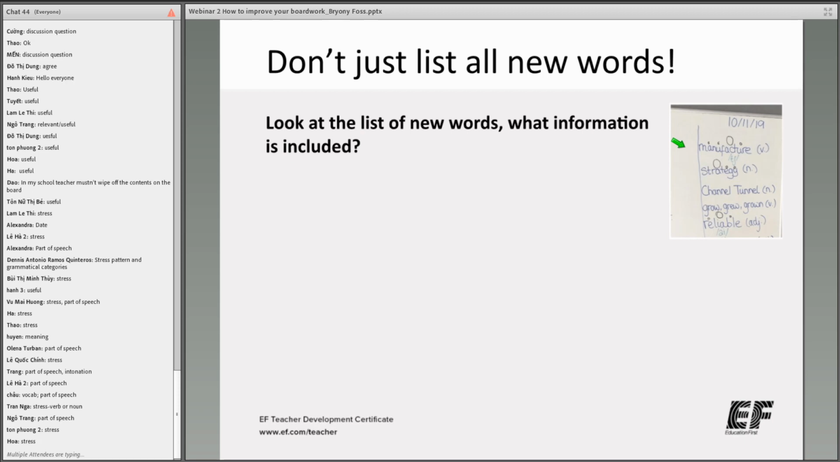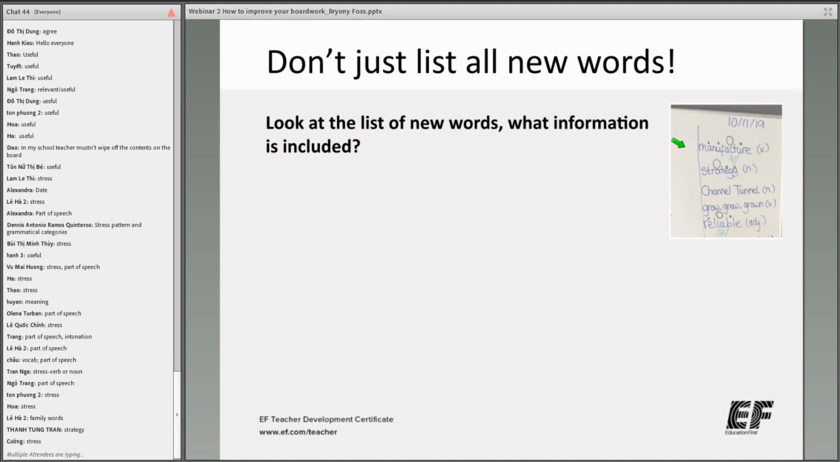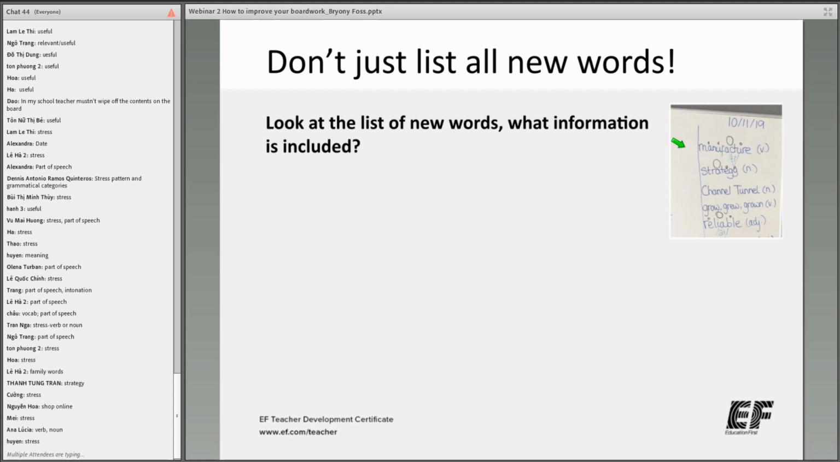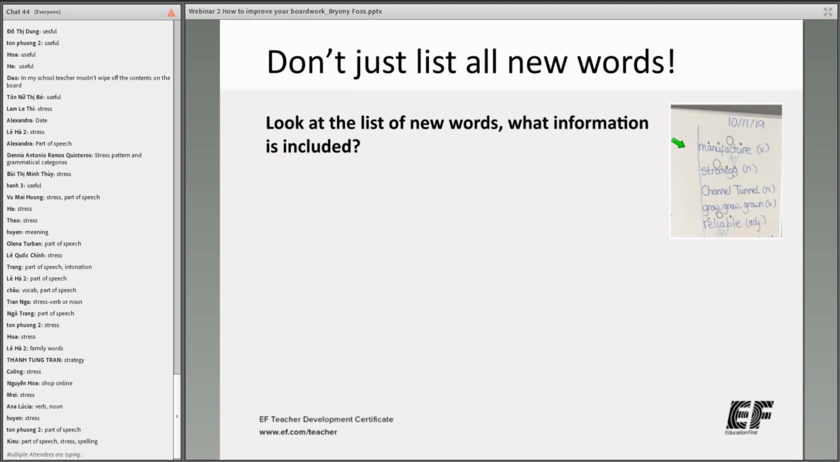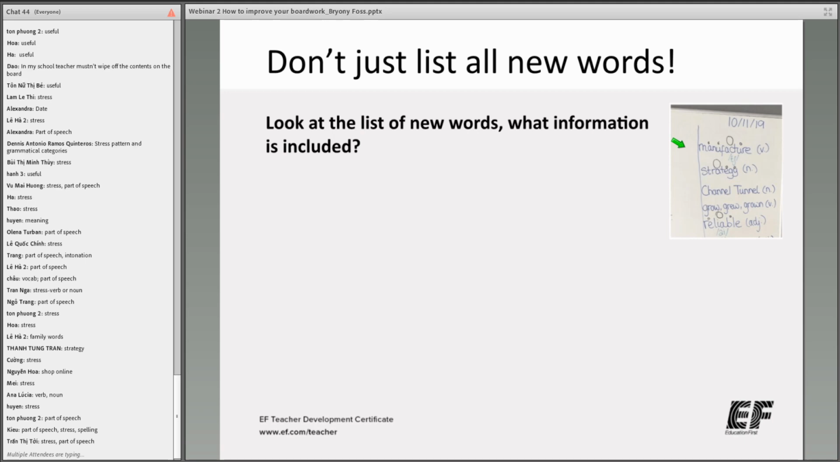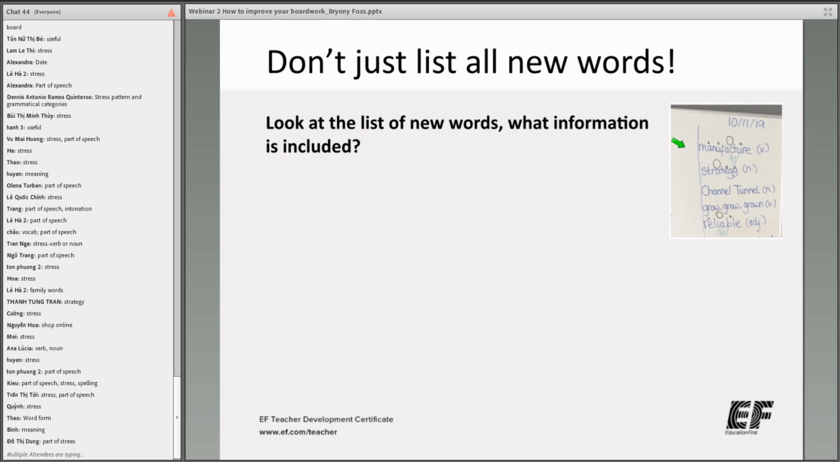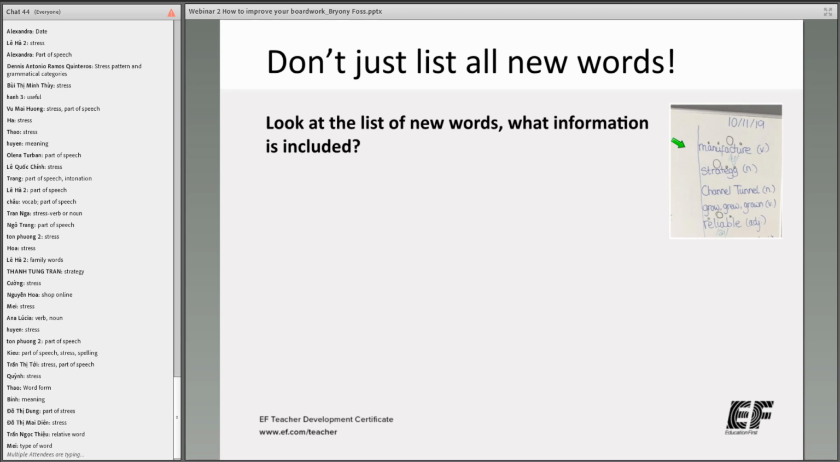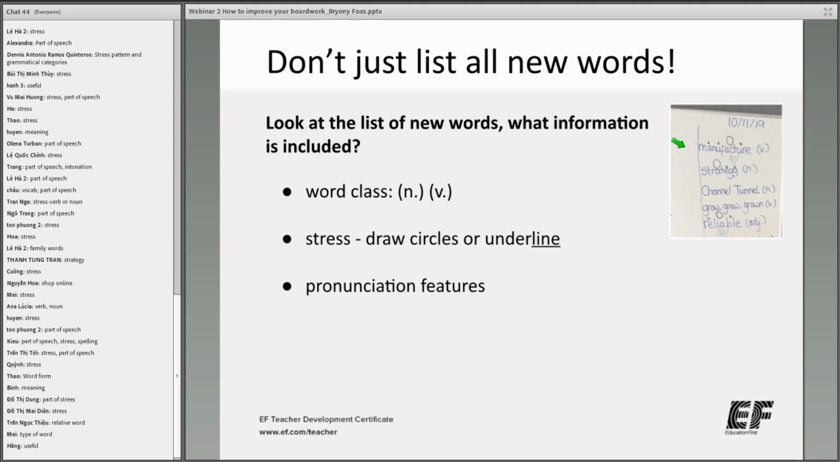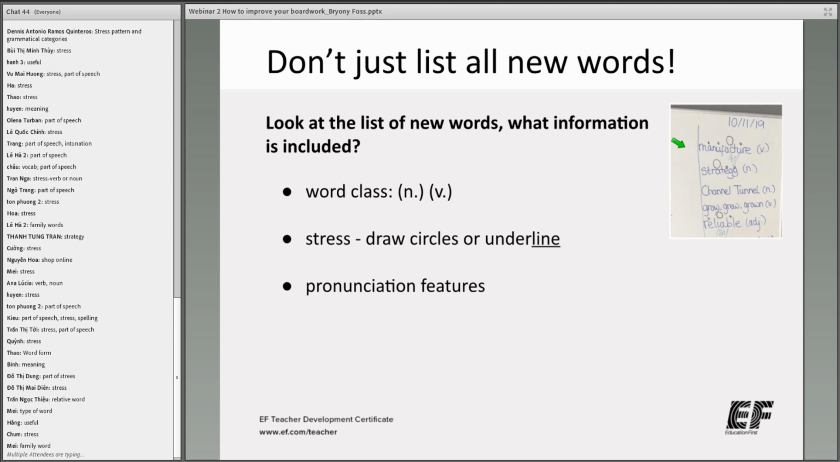Good, we've got people saying stress, grammatical categories, or word class, we can say. Parts of speech, good. Whether it's a verb or a noun, exactly. Verb, noun, stress. Oh, good, lots of ideas. Thank you very much, guys. So we've got the word class. We can see if the word is a verb or a noun, or at the bottom, an adjective as well.